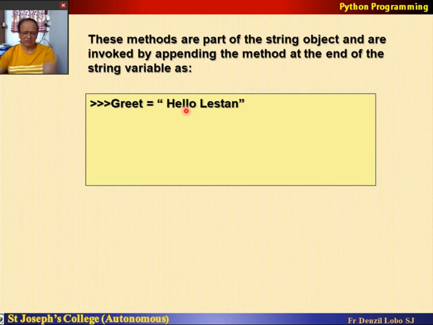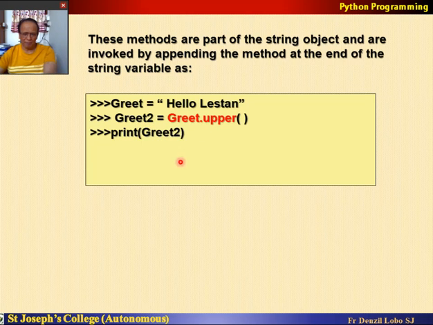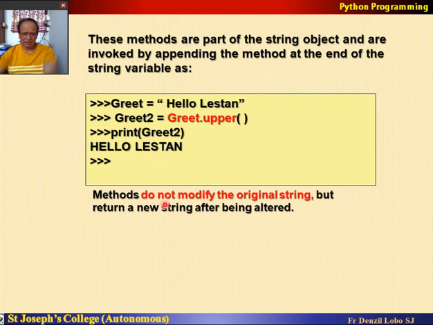So let us see. These methods are part of the string. For example, greet is equal to hello Leston. I can convert this to upper, so you have to use dot upper for the string. That means this is the method. Therefore, I put a dot and say upper, and let us see what happens. Greet2, that means I have converted this whole string to upper, and you should therefore print hello Leston in upper.